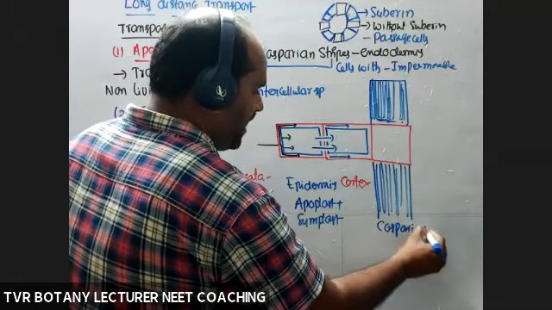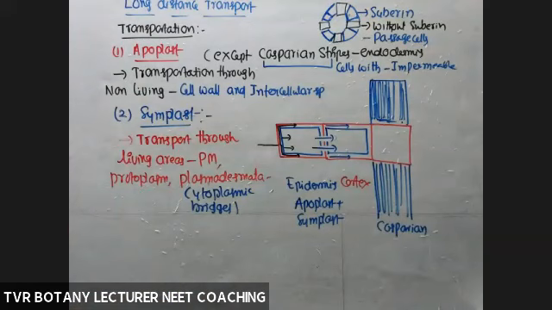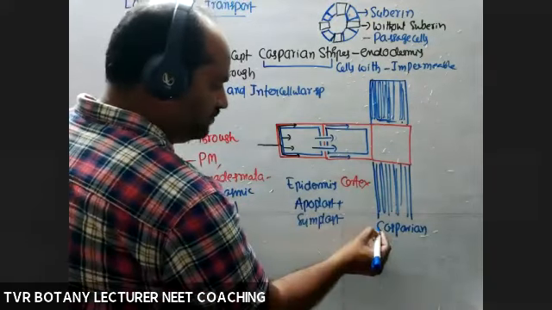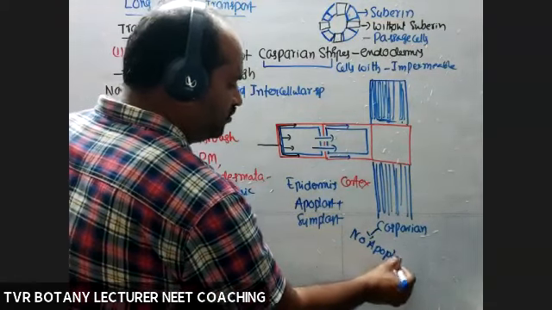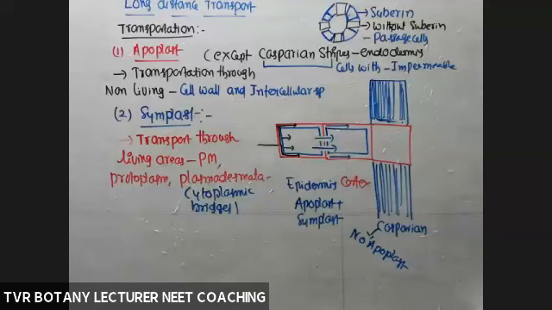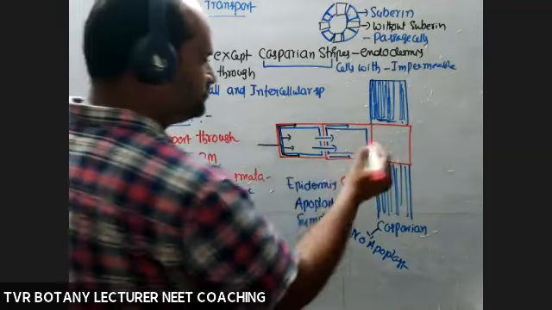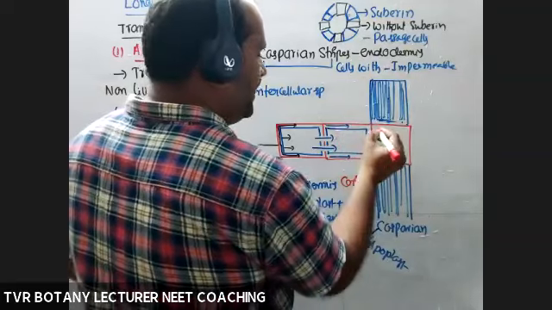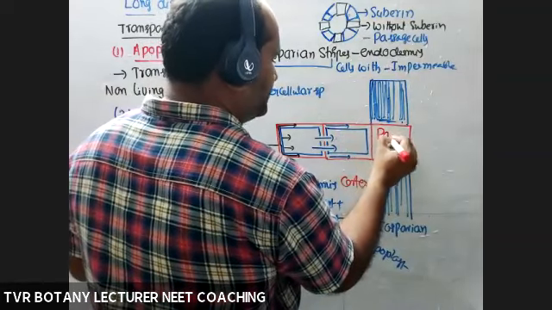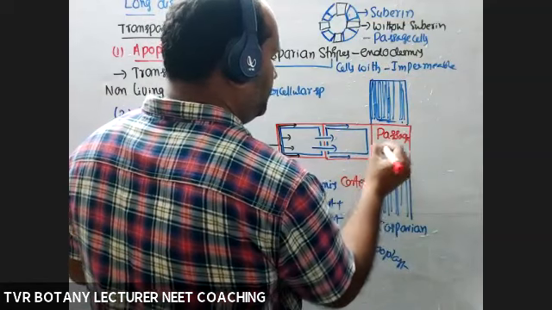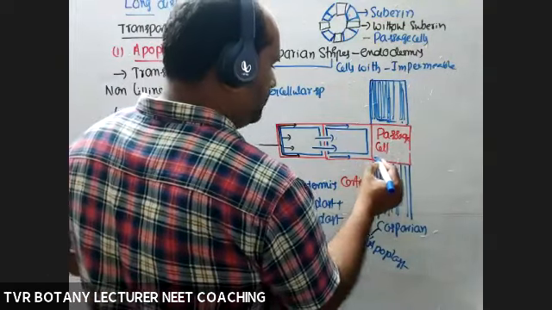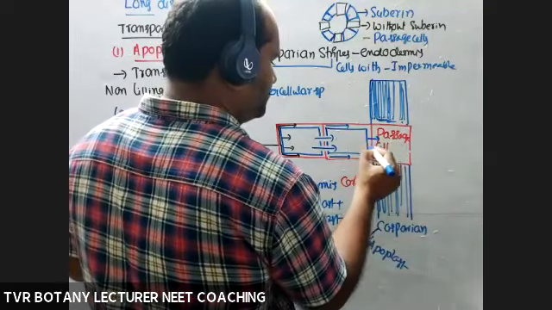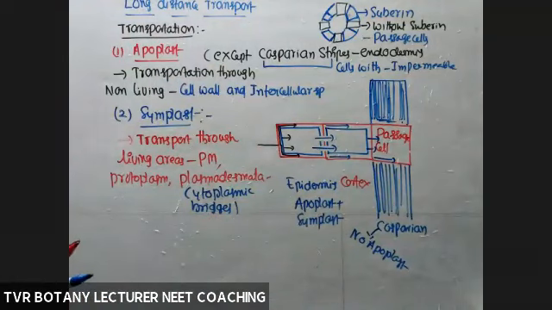So the Casparian band or strip is impermeable to water. In the Casparian cell wall, apoplast movement is not possible, no permission, the reason being that it is a wax. What type of cell is this? This is a passage cell. What is a passage cell? A cell without Casparian bands. So in this case, apoplast is possible, and symplast is also possible.